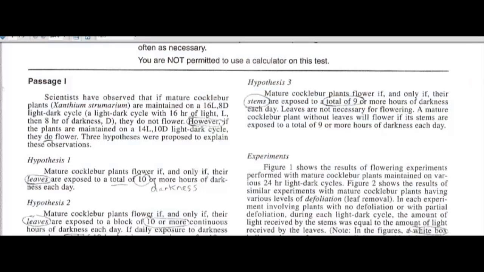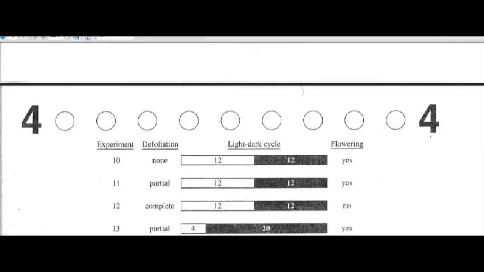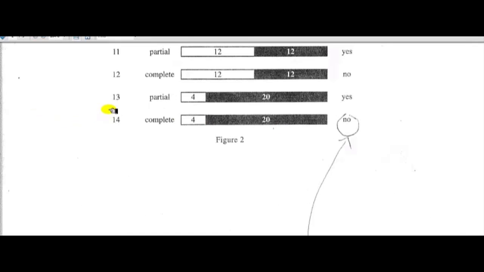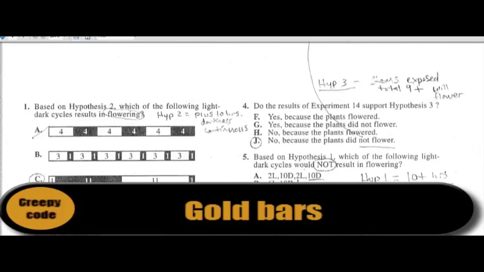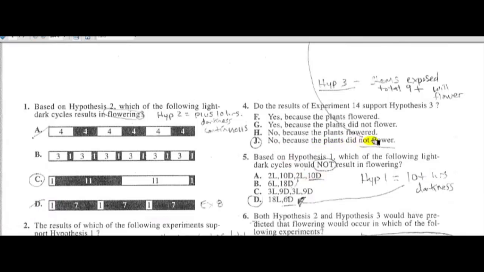Let's go ahead and jump back down and take a look at experiment 14. Here is experiment 14 in figure 2. And let's go ahead and see, first of all, is there more than 9 hours of total darkness? Yes, there is. There's 20. According to hypothesis 3, if there's 9 hours or more, then there should be flowering. Here, there is no flowering, so the answer is going to be no, because the plant did not flower.